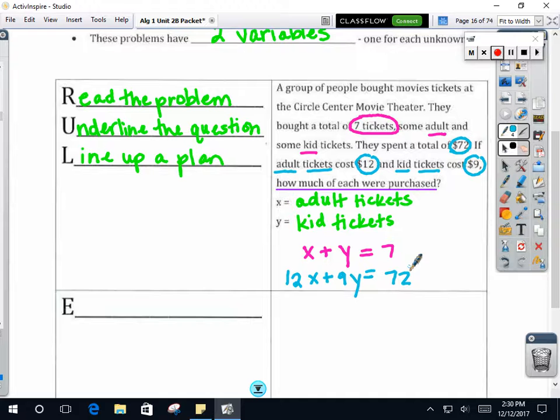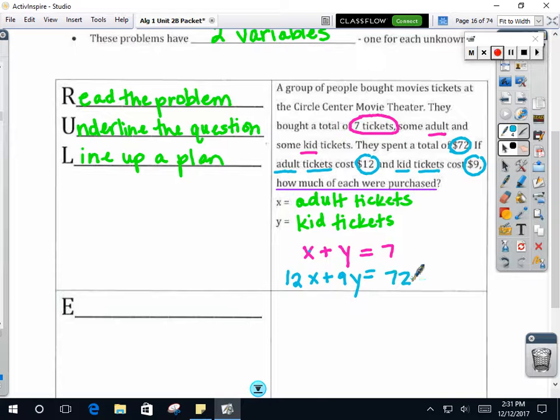So let's talk about these two equations for a second. The top equation is all about the total number of tickets. Do we currently know how many are adult? No. That's what we're trying to figure out. So that's why we didn't write anything beside the X. We don't know how many are adult tickets right now. Do we currently know how many are kid tickets? No. That's why we didn't write anything beside the Y. The only thing we know about it is that when you add together the adult tickets and the kid tickets, there's 7 total tickets. Now, this equation is all about the total money spent.